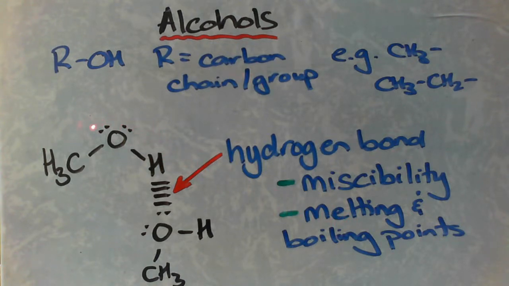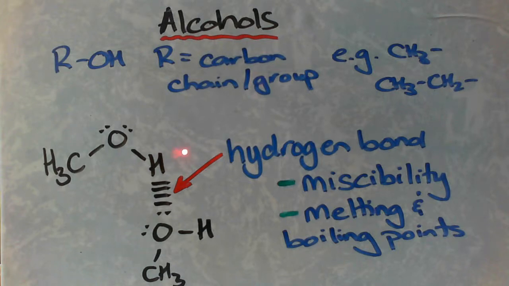The smaller alcohols, so the one and two carbon chain alcohols, methanol and ethanol, are very, very miscible in water. And the reason is that this hydrogen bond does allow it. If you could imagine this not being a methanol molecule but being H2O, which has a similar shape, it can hydrogen bond with water. So this means that most alcohols are miscible in water.